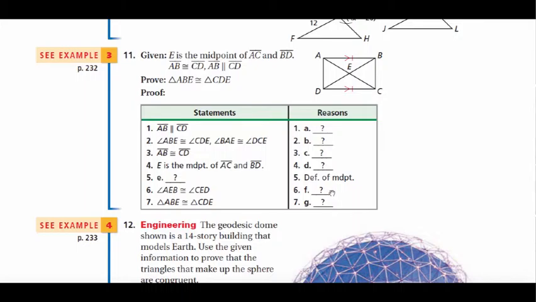But now I've shown everything. I've shown that this side is congruent to this side, this side to this side, this angle to this angle, this angle to this angle, and this angle to this angle. So now I have shown that all the corresponding parts are congruent, and so I can say that triangle ABE is congruent to triangle CDE because all corresponding parts are congruent. That's the reason that goes here.